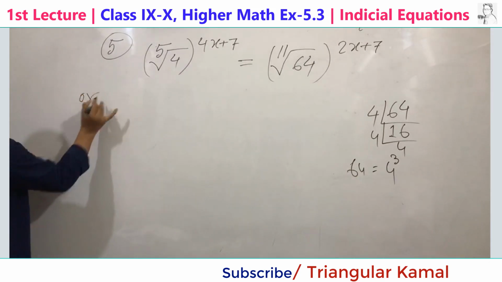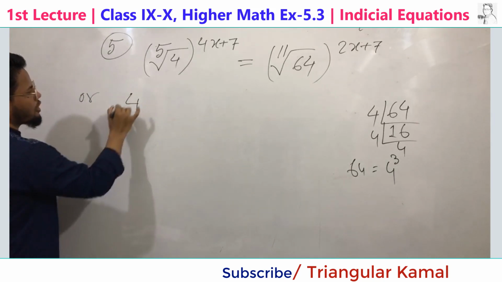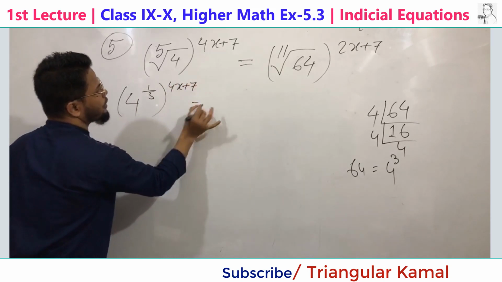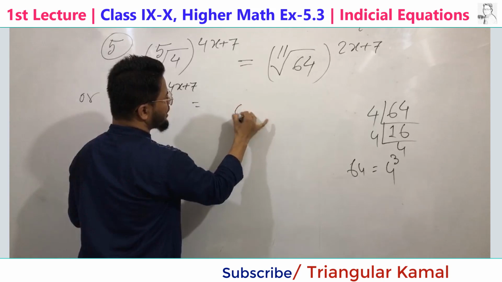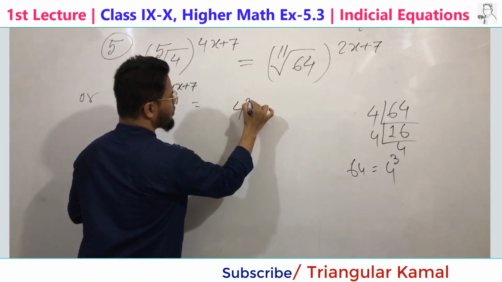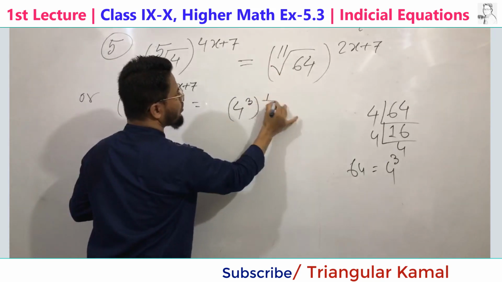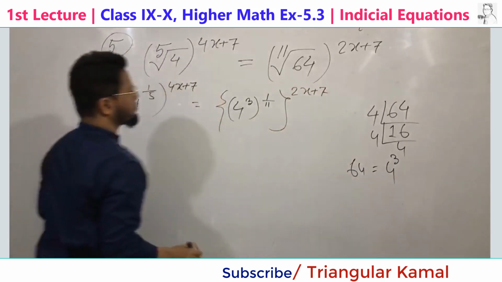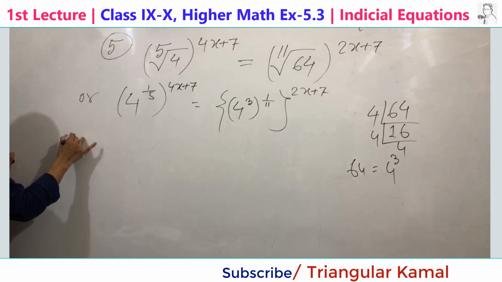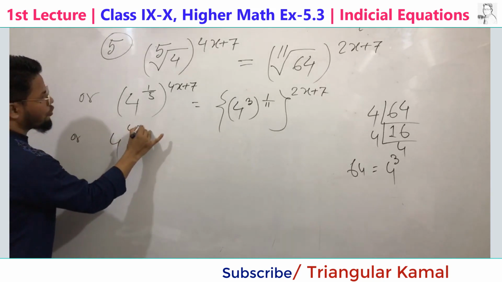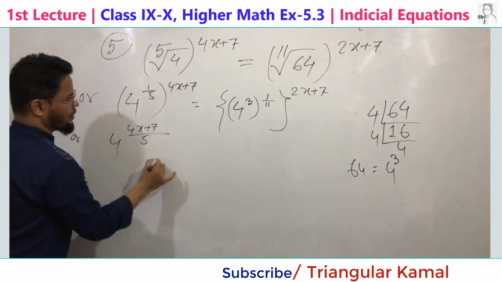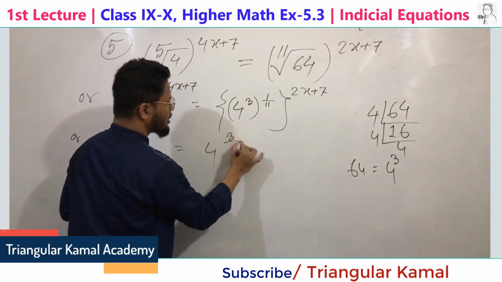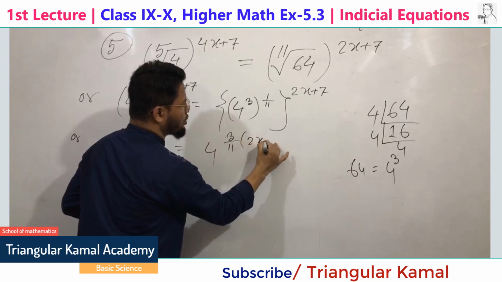Okay, give attention here. It's like the previous one. This is the 4, and the power is 1 by 5 of 4 times (x + 7). This is the 64, we can write 4 cube, and the 1 by 11 and we can use as a power the third one, twice (x + 7). Now do the first simple calculation. 4 to the power (4x + 7)/5 equals 4 to the power 3 by 11 multiplied with 2 times (x + 7).